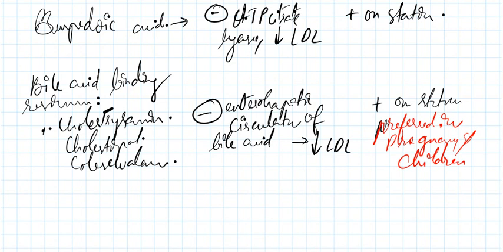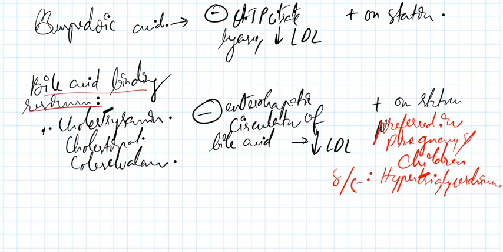But if you ask me the side effects of bile acid binding resins, the side effects are hypertriglyceridemia. And another one is hyperchloremic alkalosis. This is one more serious side effect. And they sometimes cause GI upset and decreased absorption of other drugs.